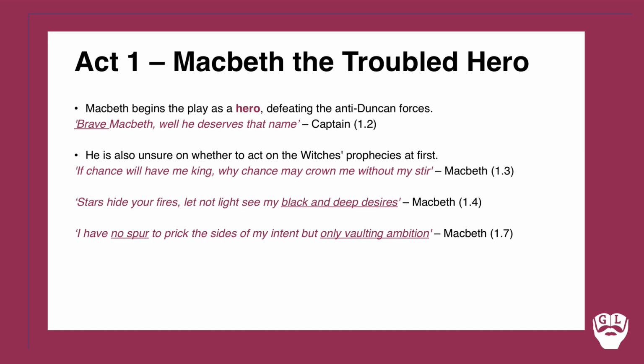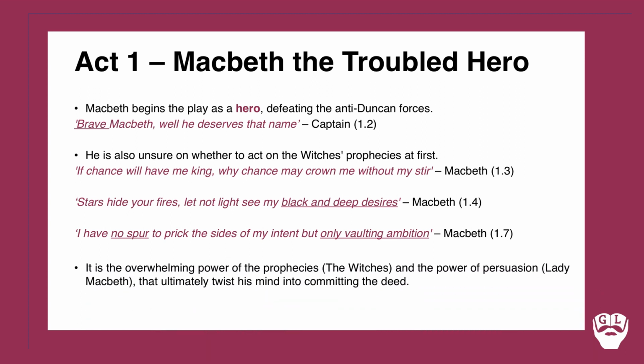So we see that Macbeth really begins the play as a hero who becomes troubled by what the witches tell him. And it's this overwhelming power of the prophecies from the witches, as well as the power of persuasion from Lady Macbeth, that ultimately twists and corrupts his mind into committing the deed of murdering Duncan.